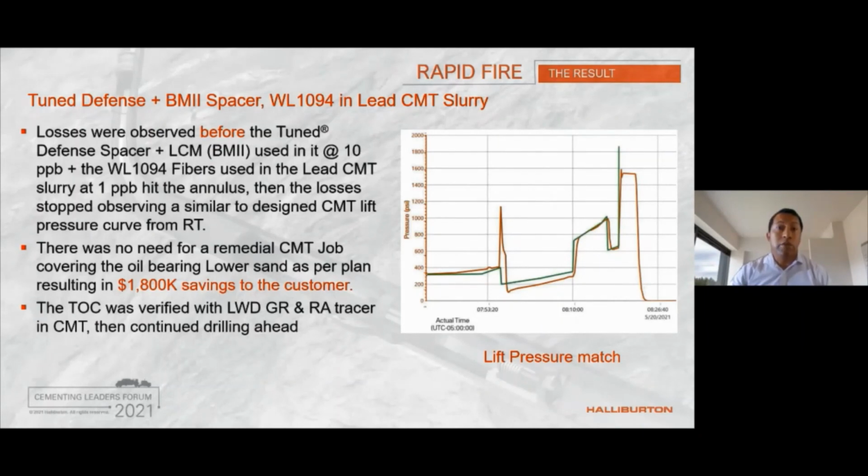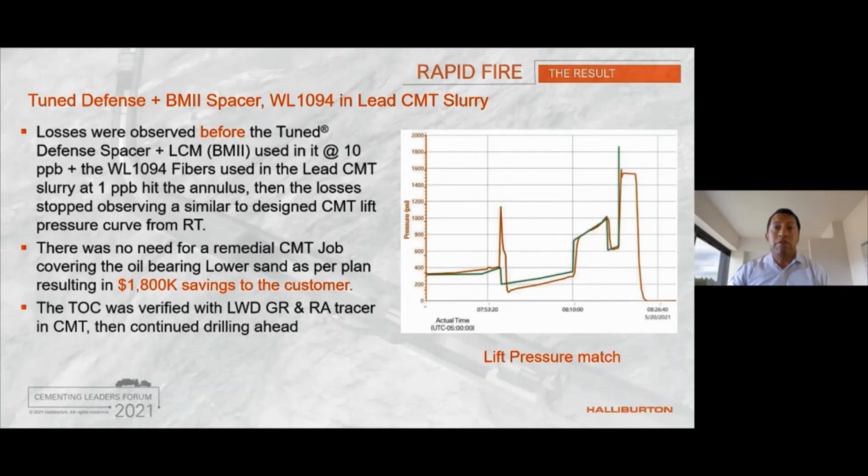Losses were observed before the Tuned Defense spacer and the lead slurry hit the annulus. Then the losses got minimized until full returns were observed. This was showing a similar to design cement lead pressure curve, as you can see in the curve to the right, a comparison between design versus real time. There was no need for a remedial cement job covering the oil bearing sand as per plan, resulting in approximately 1,800K savings to the customer. This was very beneficial for the customer.